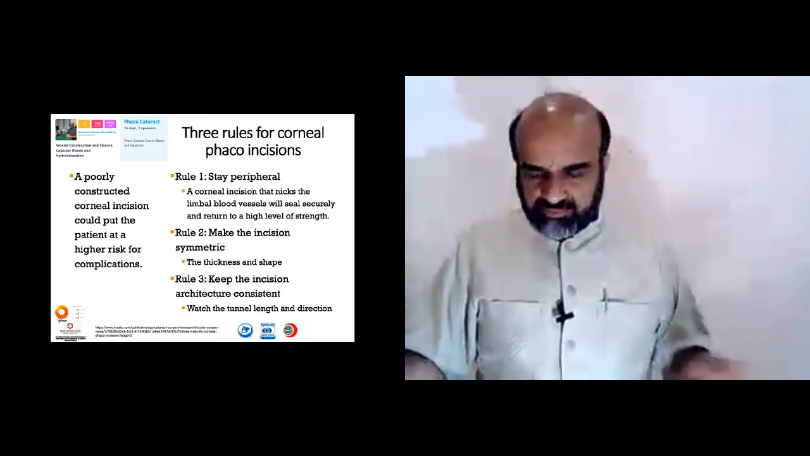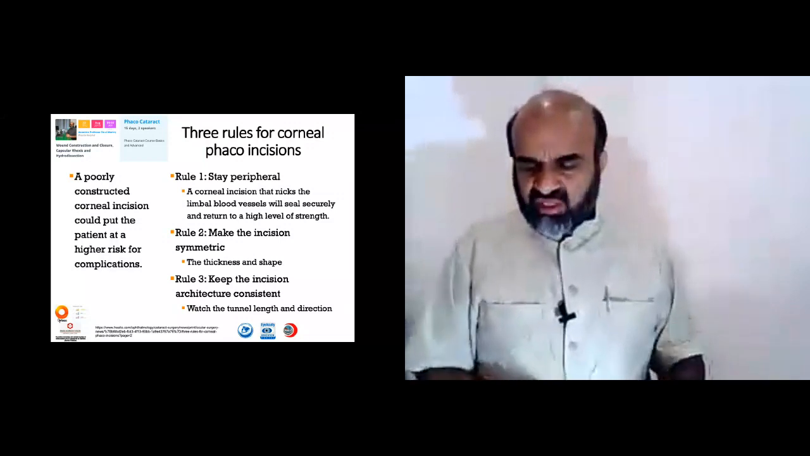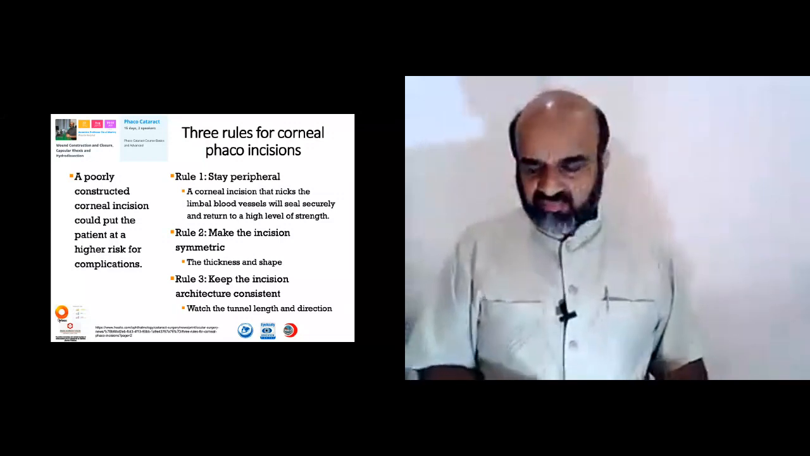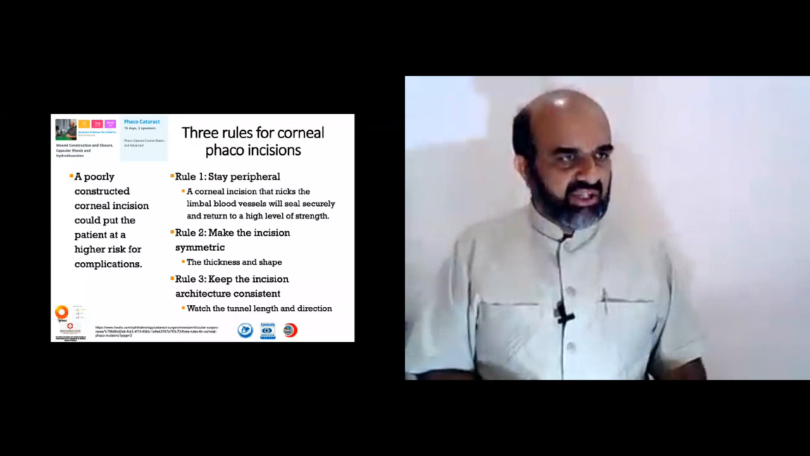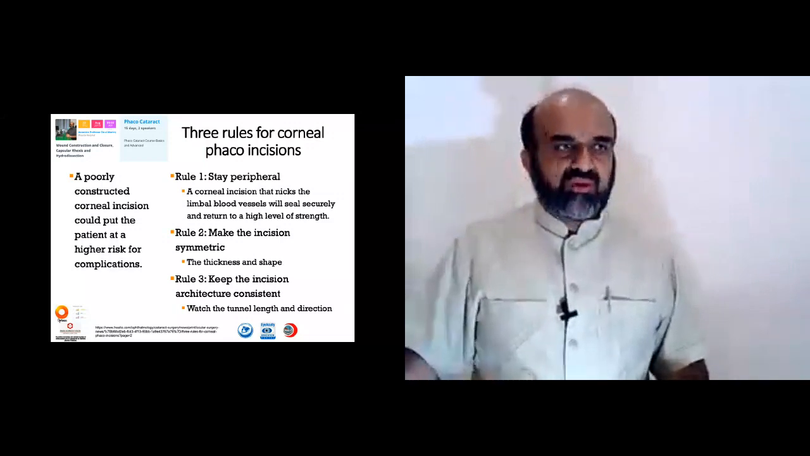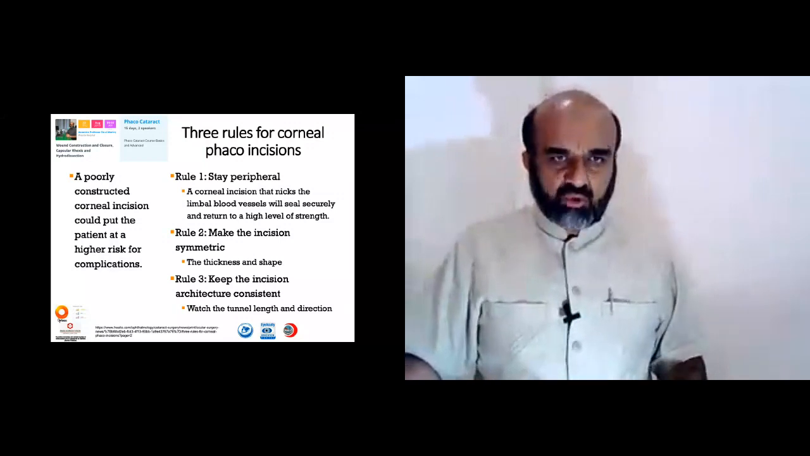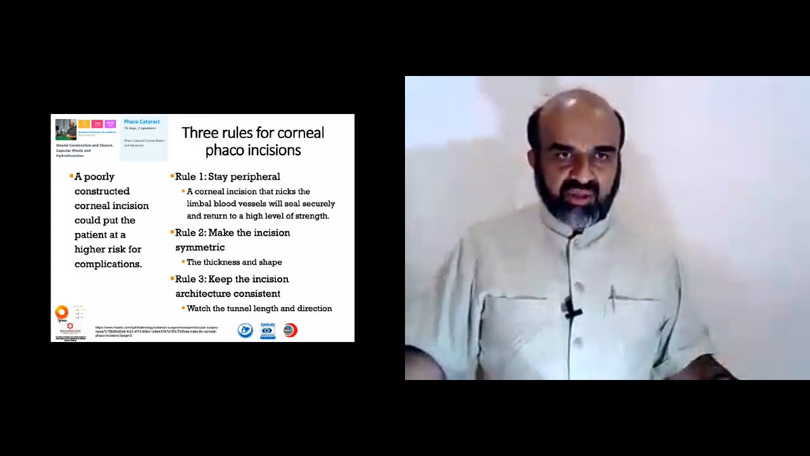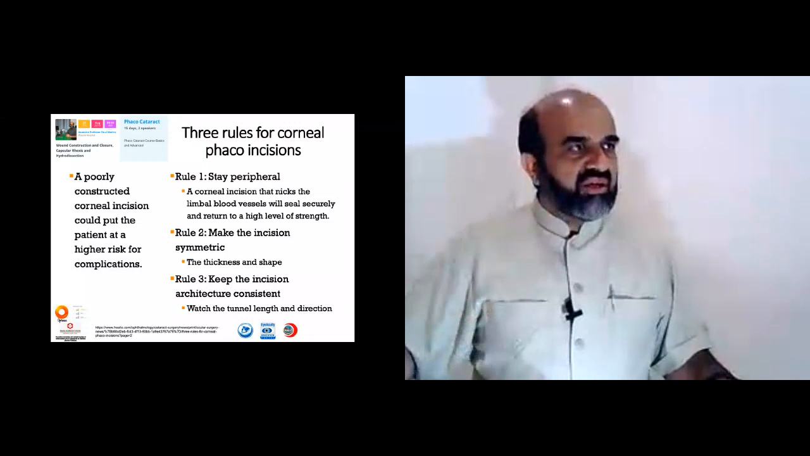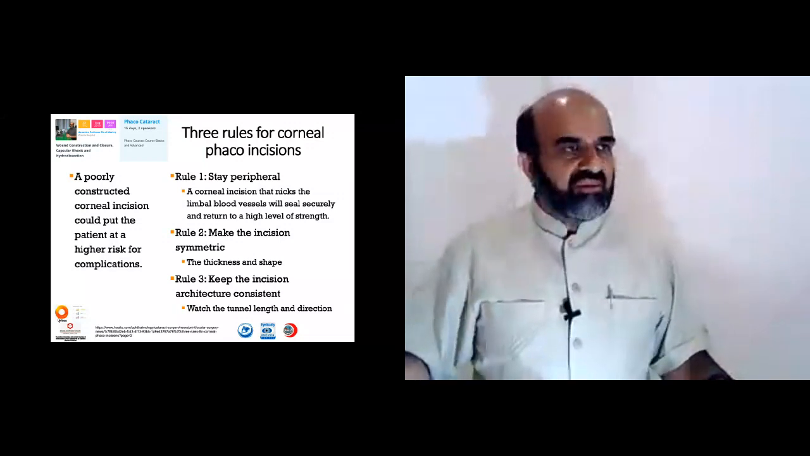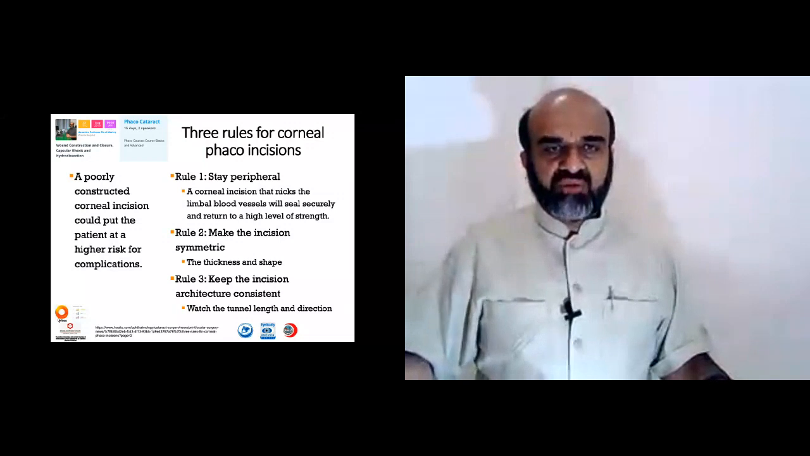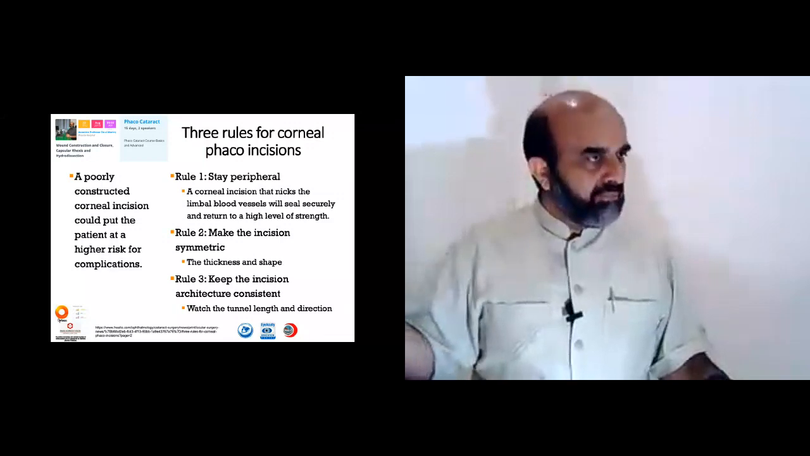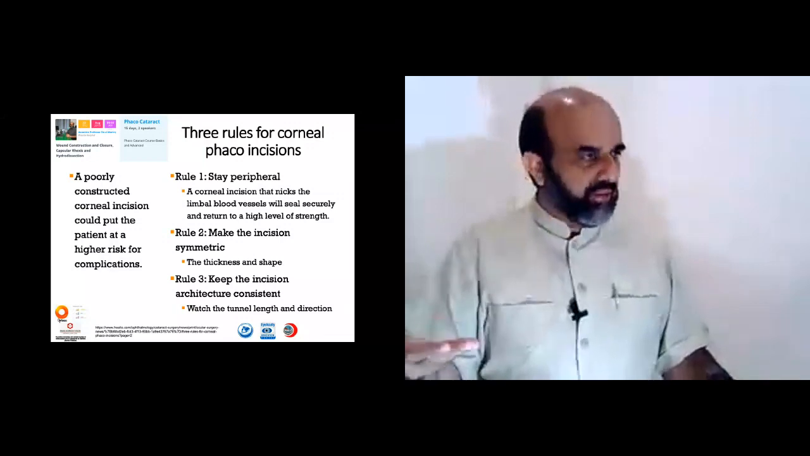The third rule is keep the incision architecture consistent. That is concerned with tunnel length and direction. If for some reason, because of the bluntness of the keratome or because of the initial learning curve, we make our incisions oblique, they are not that good to seal and not well controlled in terms of postoperative surgeon-induced astigmatism. The entry has to be radial and straight into the cornea.